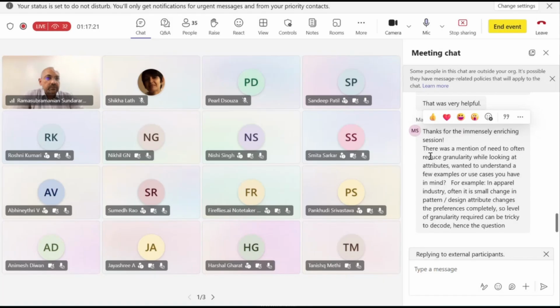Maulik has a question. There was a mention of the need to often reduce granularity by looking at attributes. Example of a few use cases you have in mind. In the apparel industry, a small change in pattern changes the preferences completely. The level of granularity required can be tricky to decode. Yes and no, in the sense that there may be a broader pattern.